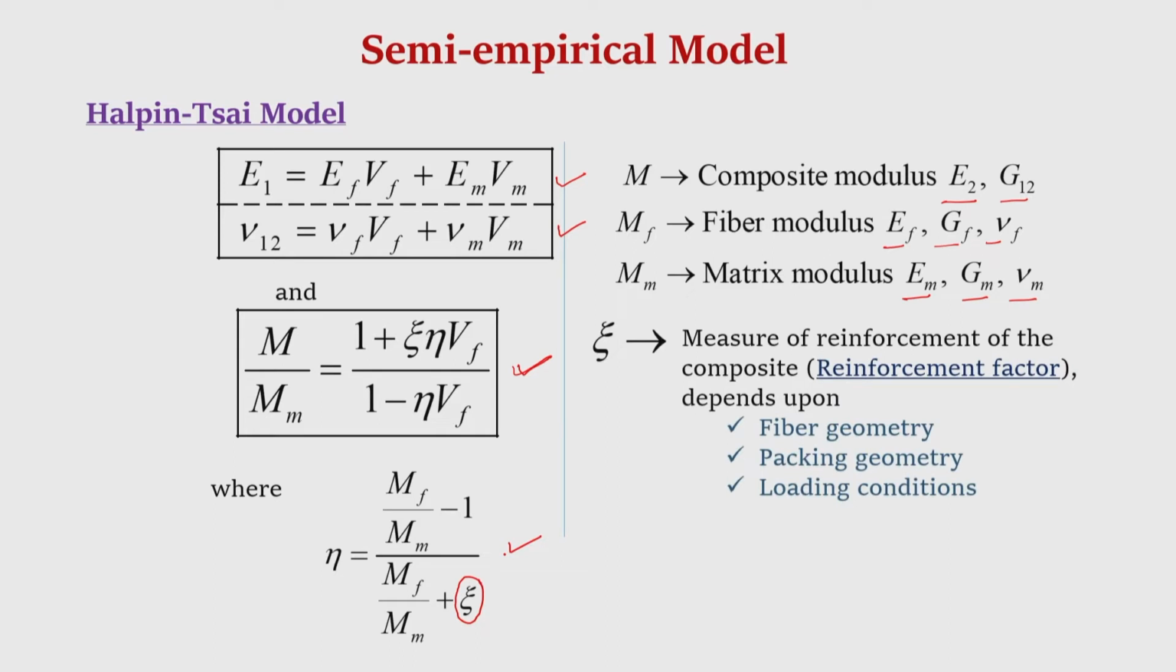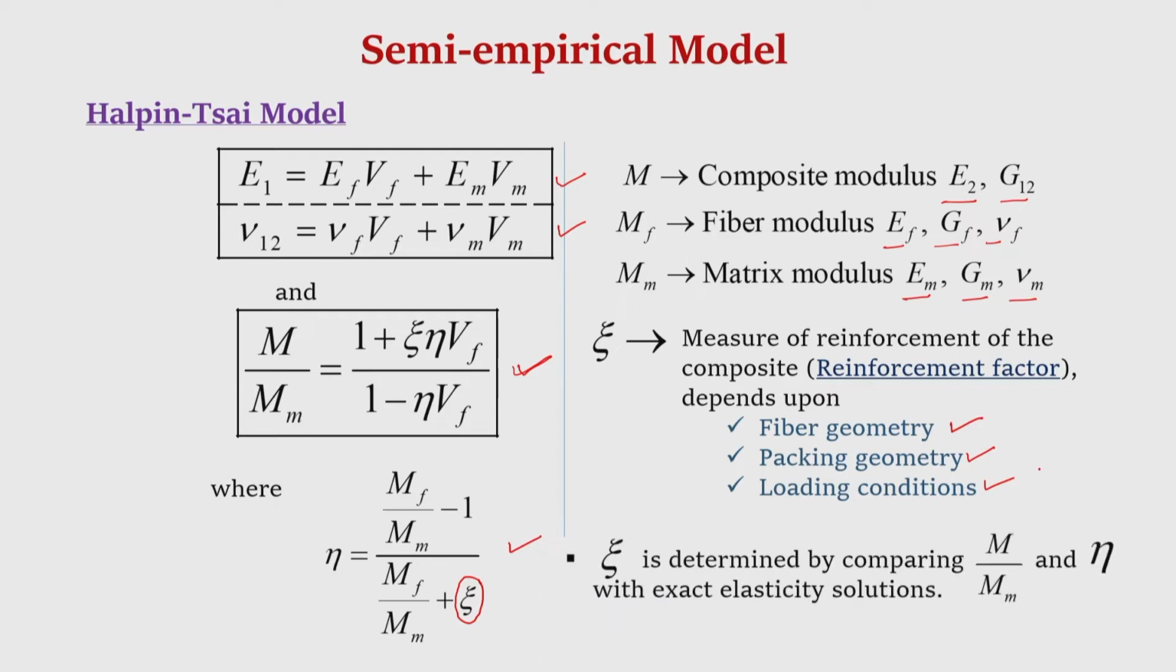This zeta is actually the measure of reinforcement of the composite, which is also sometimes called the reinforcement factor. The value of zeta is decided by fiber geometry, packing geometry, and loading conditions, and it is determined by comparing the ratio of the composite transverse modulus to the matrix modulus with the value of eta and an exact elasticity solution.